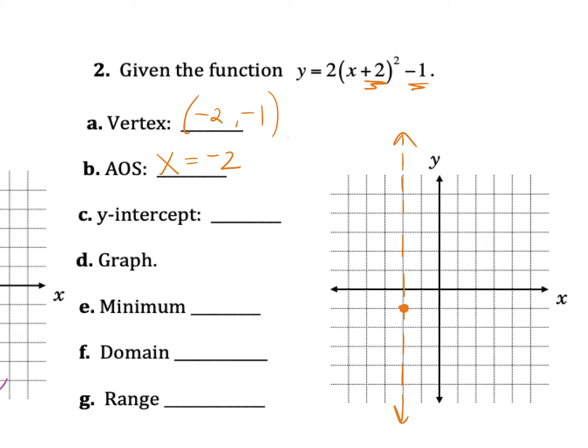Is this one going to open up or down? It's going to open up because this 2 is positive, right? So if I give 2 more points, I would be going up 2 to the right one and up 2 to the left one. Your y-intercept would be the next best point to find, right? Plugging in 0. So I'm just going to do that. 2 times (0 plus 2) squared minus 1 is going to get us our y-intercept. So 2 squared is 4, times 2 is 8, minus 1. So you would get a y-intercept of 0, 7.